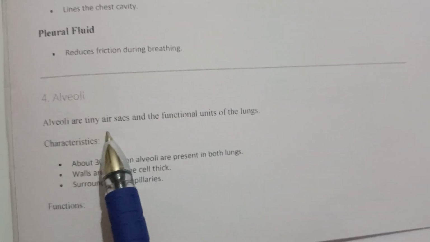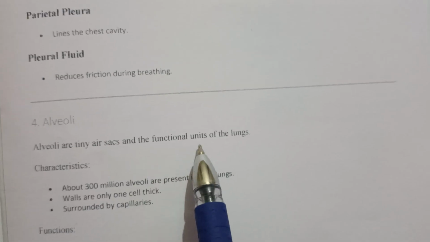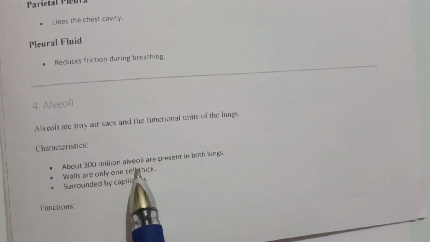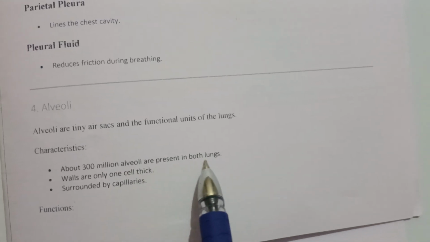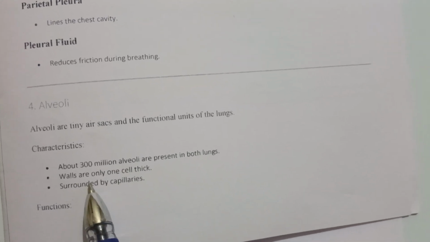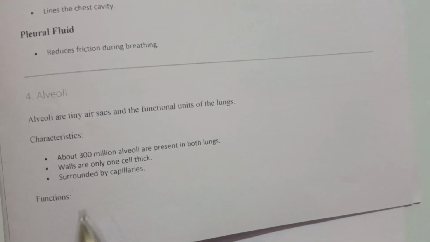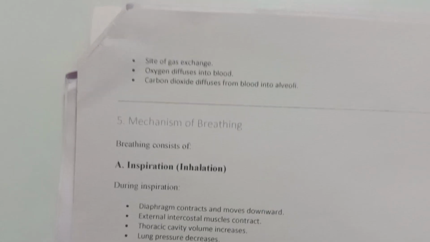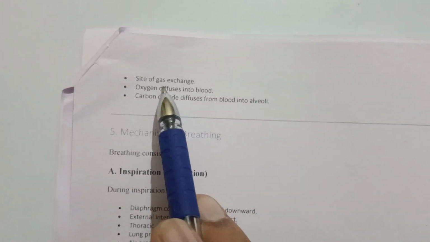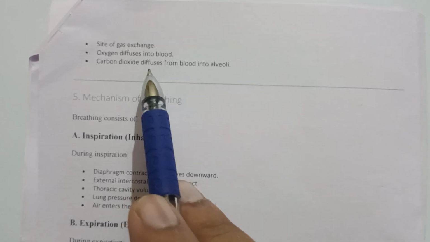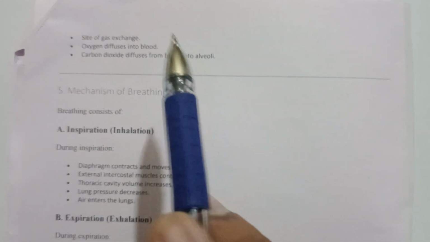Alveoli are tiny air sacs, the functional unit of the lungs. Characteristics: about 300 million alveoli are present in both lungs. Walls are only one cell thick, surrounded by capillaries. Function of alveoli: sites of gas exchange, oxygen diffuses into blood, carbon dioxide diffuses from blood into alveoli.